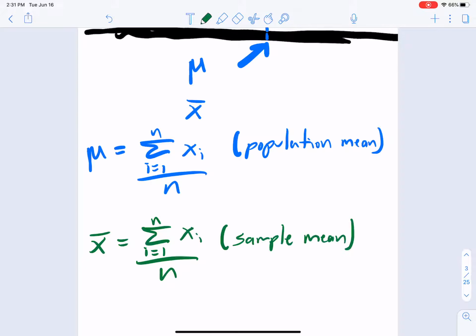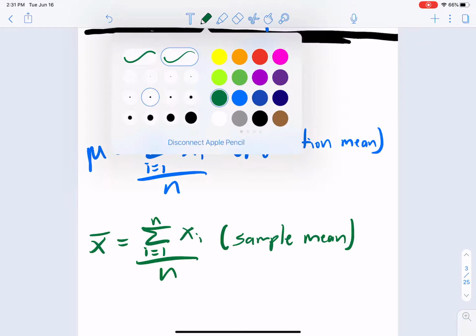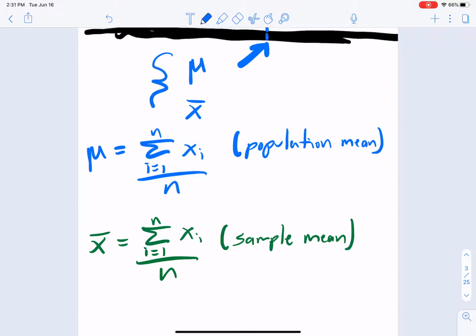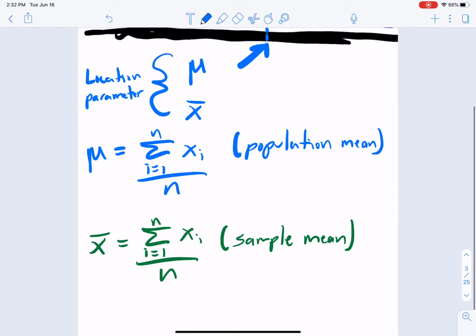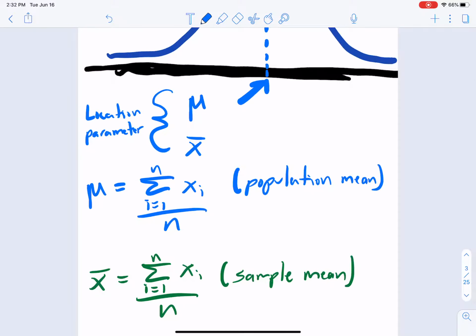And so both of these are our location. If we're being very specific, our location parameter. It just tells us where the center of the data are, just like town hall was our center of town, right? Hopefully go ahead and take a screenshot, or if you're writing this down, pause the video, because I'm going to move on to the other idea of spread.